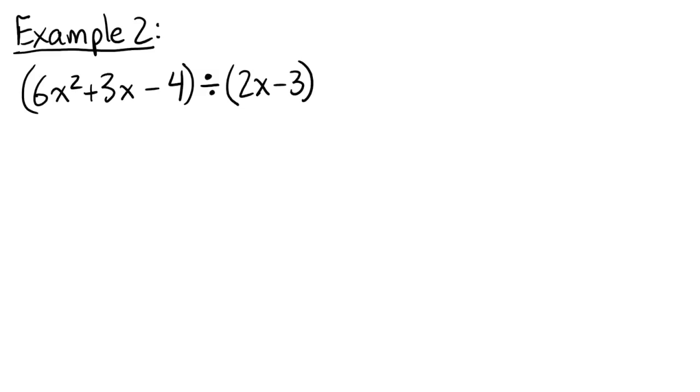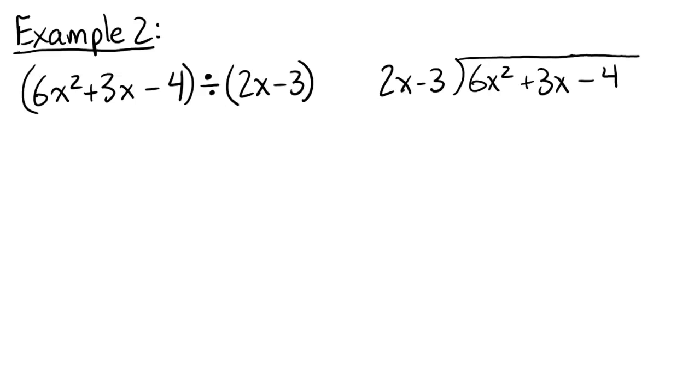And so 2x minus 3, we're going to divide that into 6x squared plus 3x minus 4. And so we set that up just like we did before, the 2x minus 3 being our divisor, the 6x squared plus 3x minus 4 being our dividend, and then the quotient is the answer that we're going to get. And so what we do is we say, well, how many times can 2x divide into 6x squared? Well, I can do that 3x times. So 3x times 2x is equal to 6x squared.